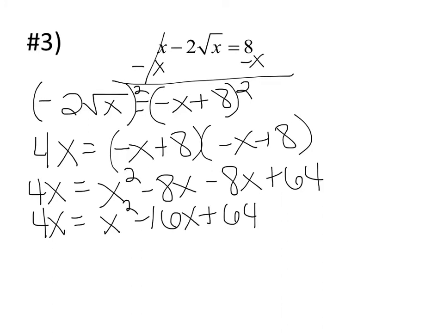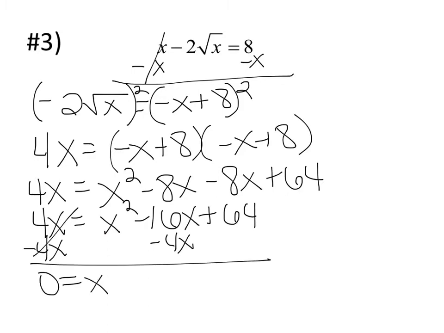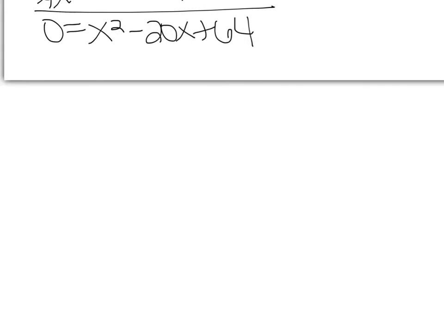This x squared should be a dead giveaway for the fact that you're going to have to factor. So I subtract 4x from both sides, which gives me 0 equals x squared minus 20x plus 64. So now I'm going to have to factor. You can do regular everyday factoring, or you can do quadratic formula. So I'll go ahead and do quadratic formula on this one, since that's what we've been doing lately. So A is 1, B is negative 20, and C is 64.